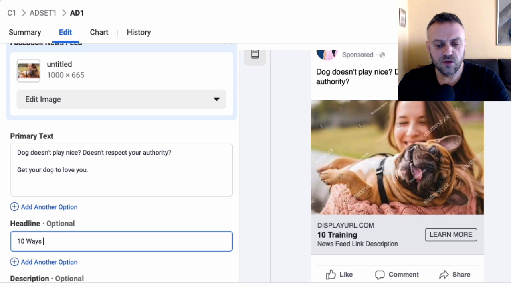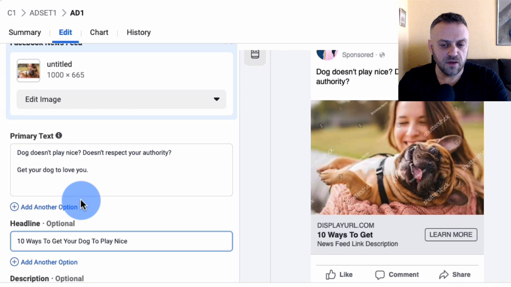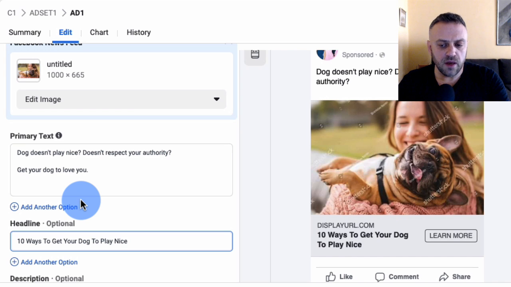10 ways to get your dog to play nice, or something like that. And before I continue, I also didn't mention that when you're going to be advertising it, we talked about we're going to be advertising not directly to an affiliate offer. That's an easy way to have problems with Facebook.